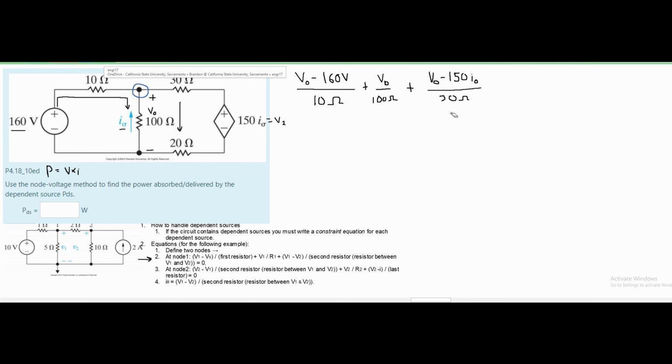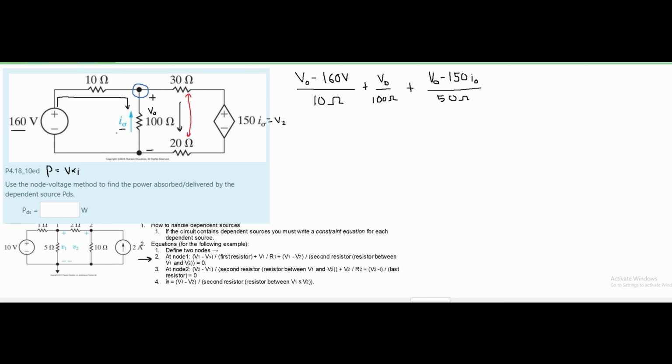I did make a slight mistake though. This is actually not over the 30 ohm resistor. It's over a 50 ohm resistor, because these two resistors are in series. And since they're in series, we can add them up. So this is actually going to be over 50, like this. Now we need to solve for I naught.